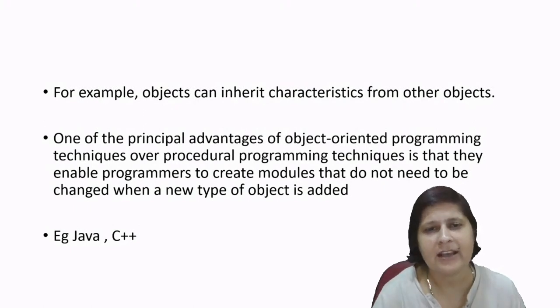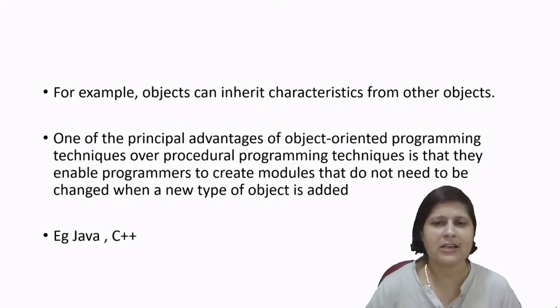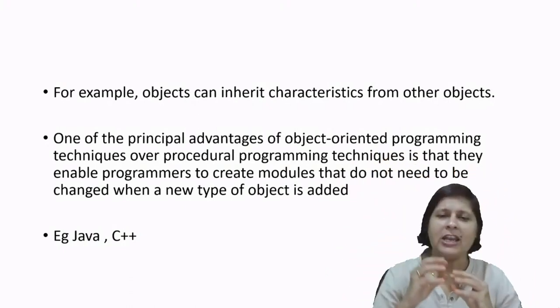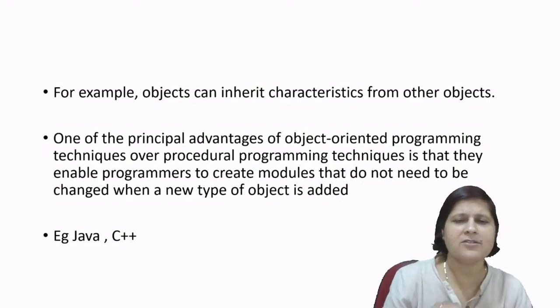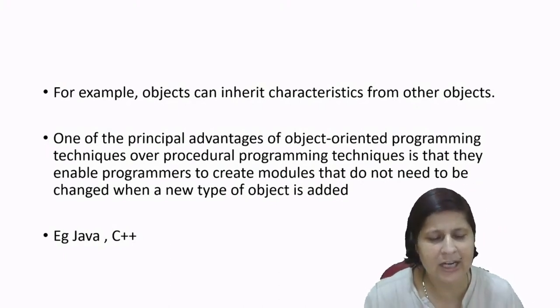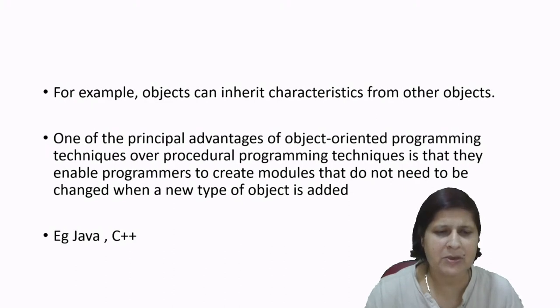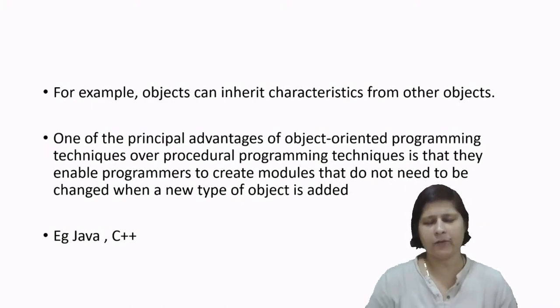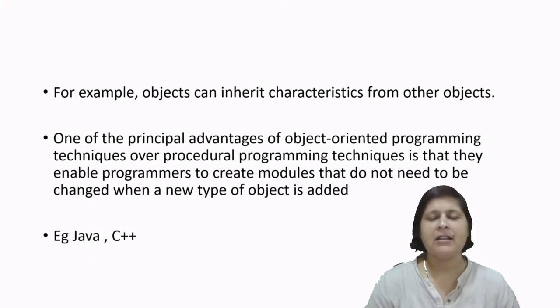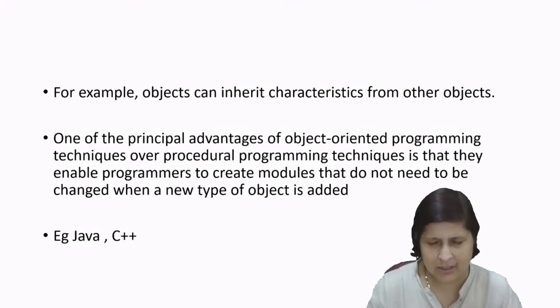Objects can inherit the characteristics of another object. It is like a child can inherit the characteristics of a parent, then one object can inherit the characteristics of another object, right? Example, Java, C++, all these are object oriented programming languages. One of the principal advantages of object oriented programming technique over procedural programming technique is that they enable the programs to create modules that do not need to be changed when a new type of object is needed.